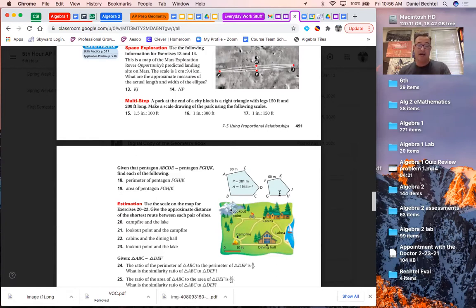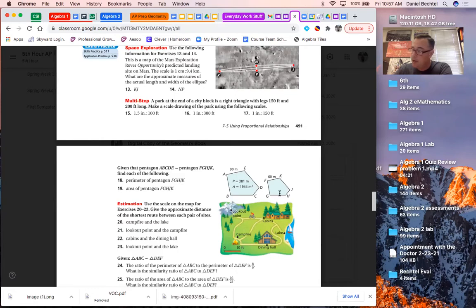I am not by any means going to draw this. So what I'm going to do is write big and small in terms of the things that we have here. And I'll get the information that they have given us. The big one, the side they gave us was 90. The perimeter was 381. And the area is 1944.